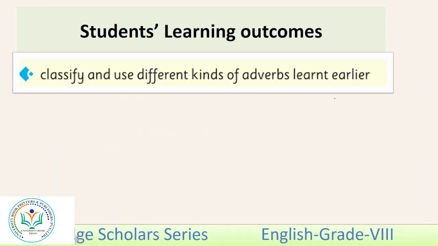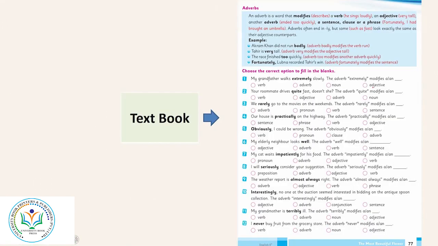Bismillahirrahmanirrahim. SLOs of this lesson are to classify and use different kinds of adverbs learned earlier. Students, I hope you are familiar with adverbs. An adverb is a part of speech which modifies a verb, an adjective or another adverb. It tells you when, how, where and in which manner the action is done.